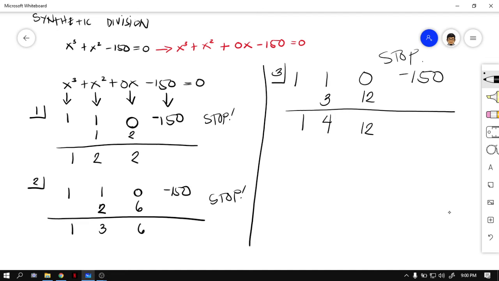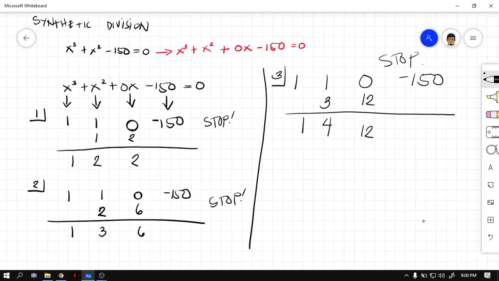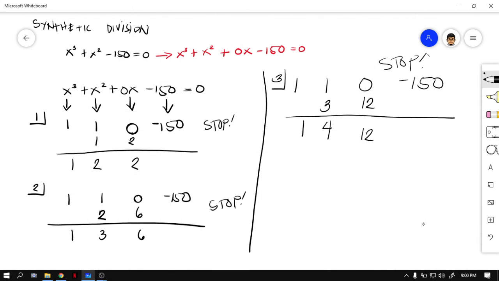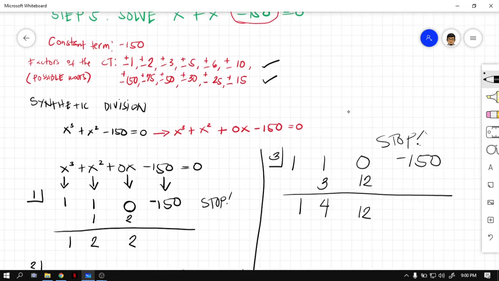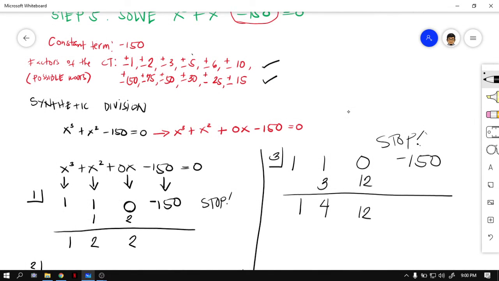Kung negative 3 yan, try mo ha. Pag negative 3 yan, stop. Kung negative 3 yan, pagdating mo dito, 1 minus 3 is negative 2. Negative 2 times 3, negative 6. Lumiit lalo yung value. So, stop ka na. Next, 5 naman. Tapos na tayo doon. Next natin yung 5.